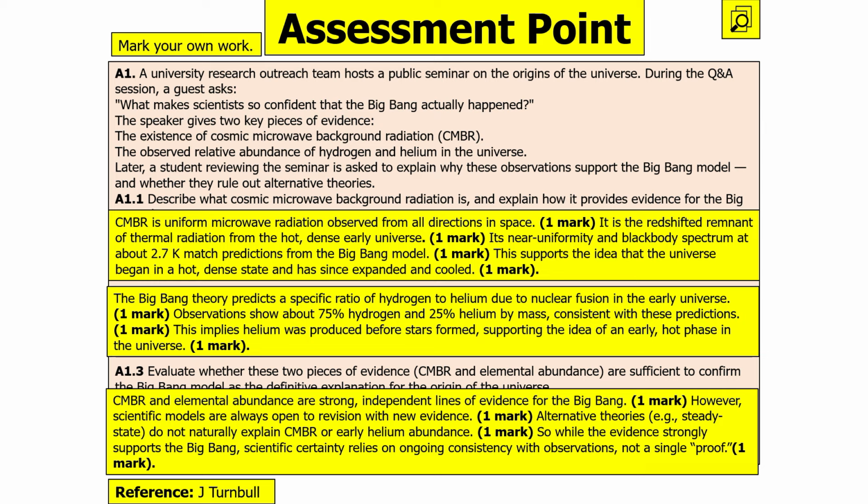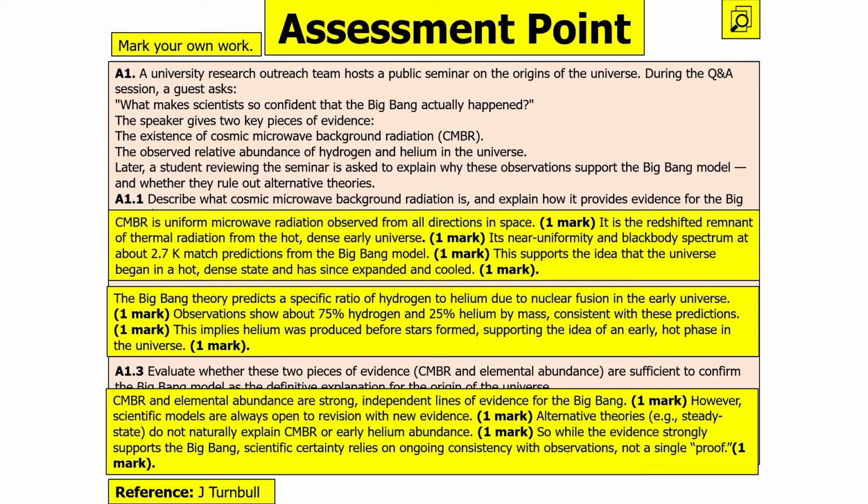However, scientific models are always open to revision with new evidence. Alternative theories do not naturally explain the CMBR or early helium abundance. So while the evidence strongly supports the Big Bang theory, scientific certainty relies on an ongoing consistency with observations, not one single proof.